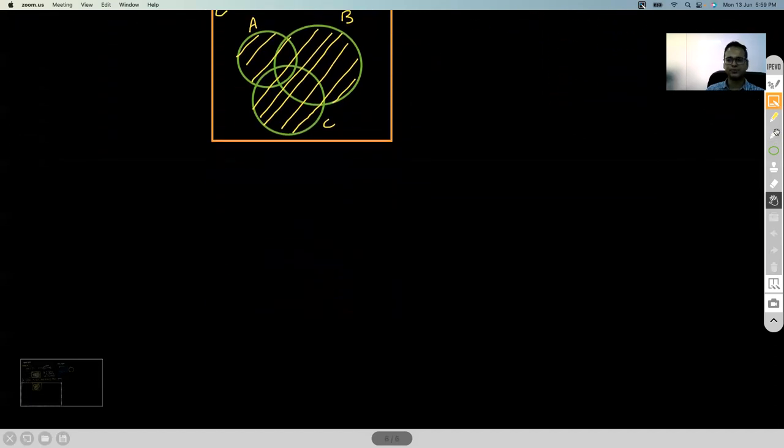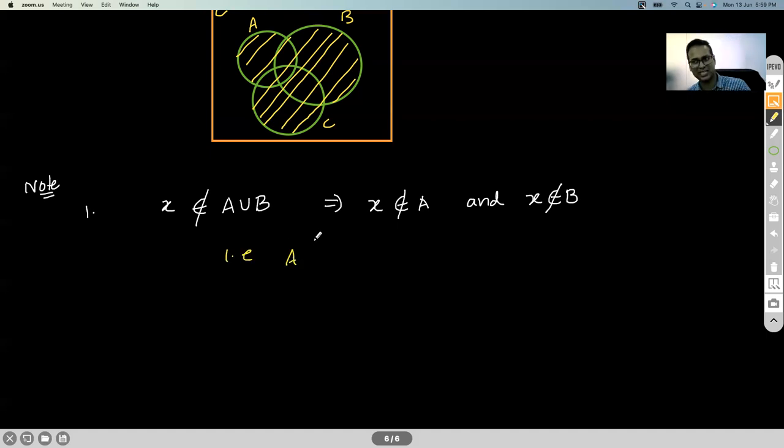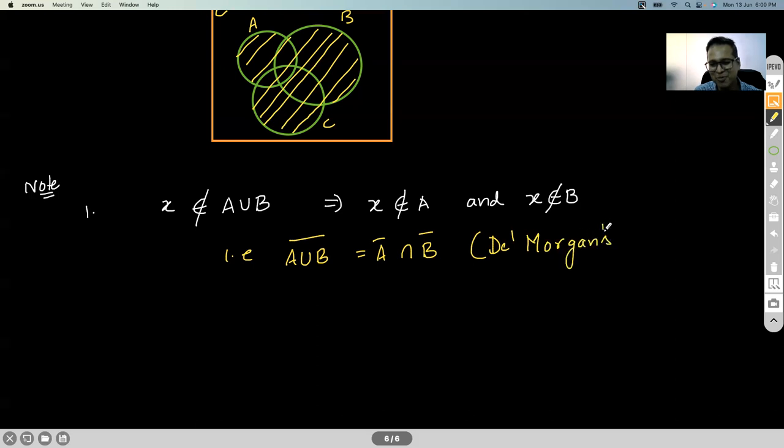Now, please note down the following. Number one, if an element does not belong to A union B, it implies that that element will not belong to A and that element will not belong to B as well. This logical statement is what we know as De Morgan's law, which we are going to study in our laws of sets, or algebra of sets. This says the complement of A union B is A complement intersection B complement. So this law is called De Morgan's law.